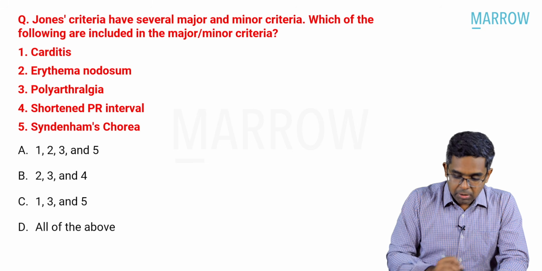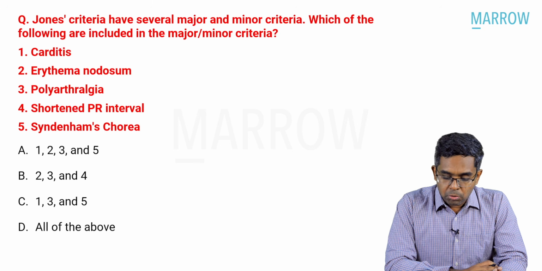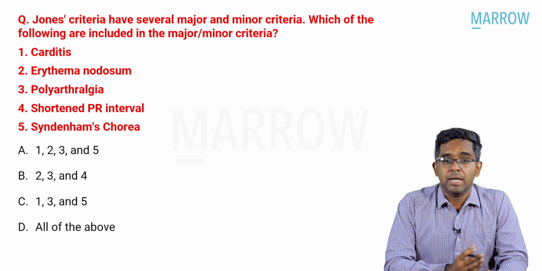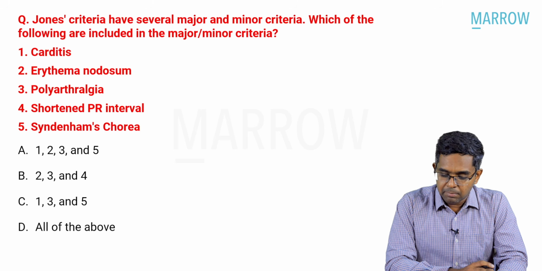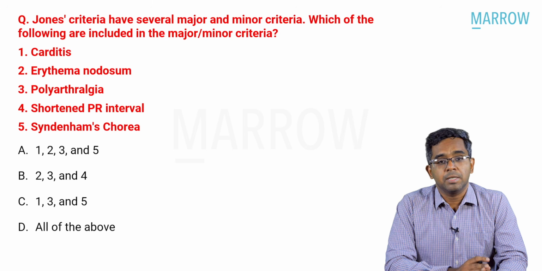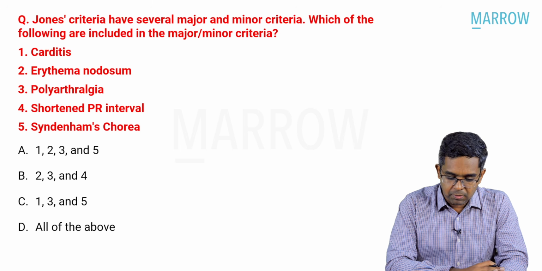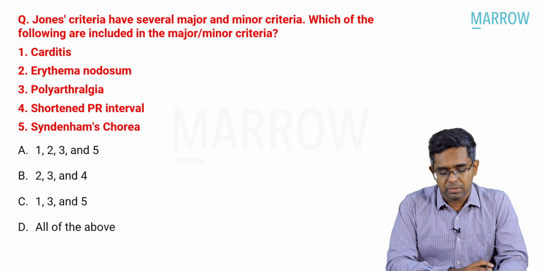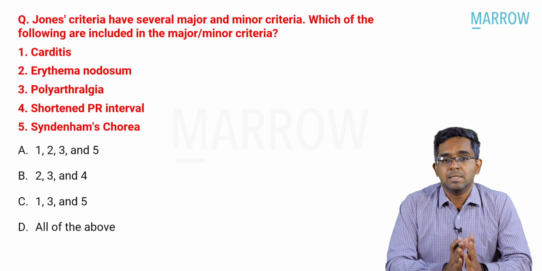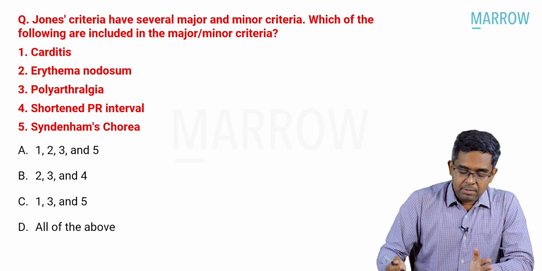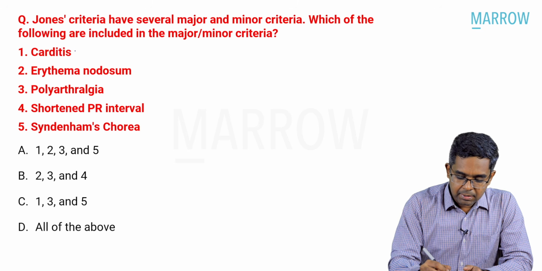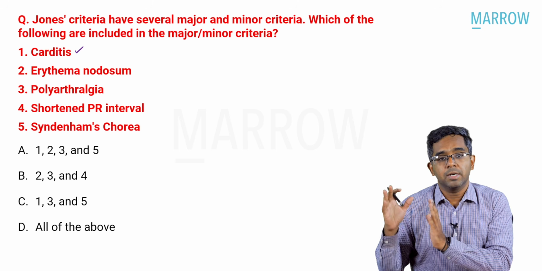The second question about acute rheumatic fever is Jones criteria. We all know that it's a criteria used for diagnosis of acute rheumatic fever, with several major and minor criteria. Which of the following are included in the major or minor criteria of Jones criteria? It's a very straightforward question. Once you know the criteria, you can easily pick up the answer. Carditis. Just now I was telling you pancarditis is a feature. It is included under Jones criteria also.